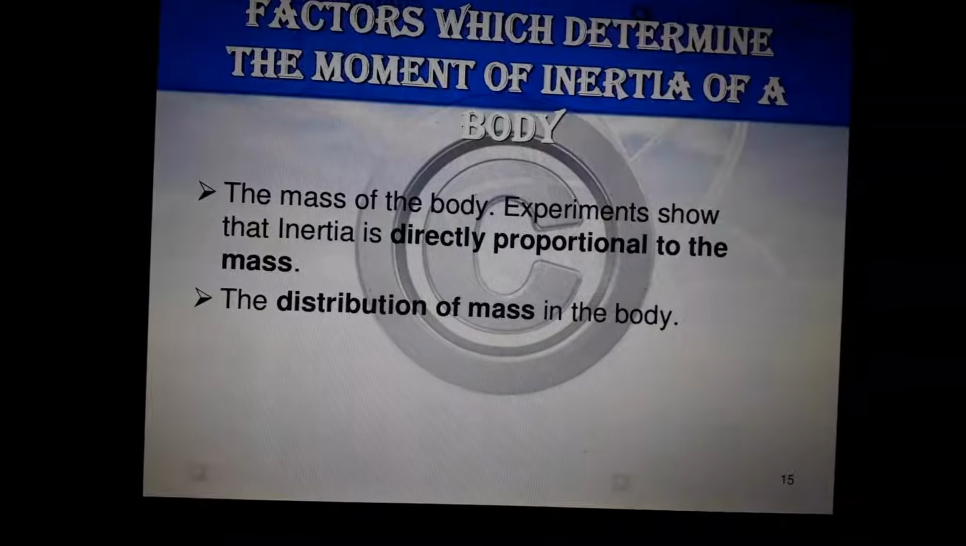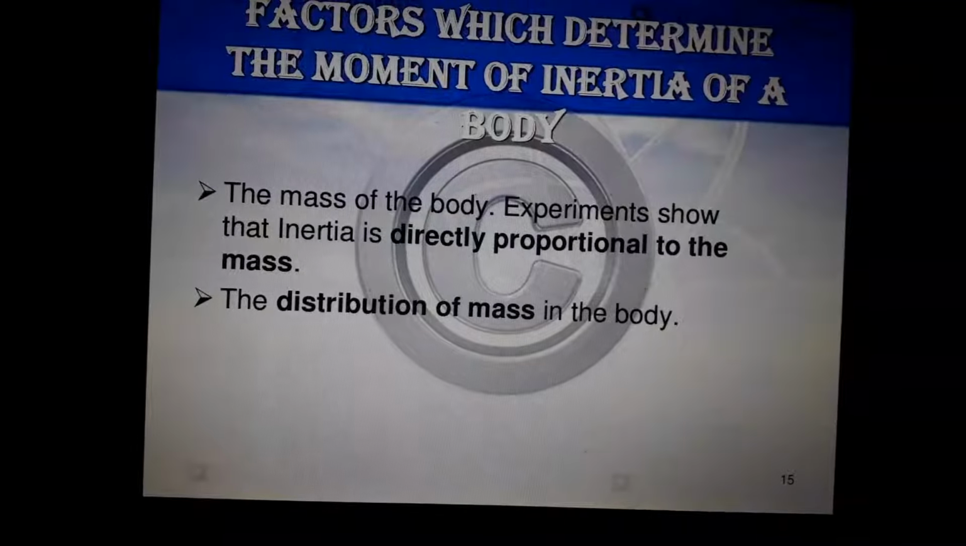Inertia is nothing but the property of an object to stay at rest. It tends to stay at rest even if another external force is acting on it. Is there any other example? Simple thing. And that inertia is directly proportional to the mass.